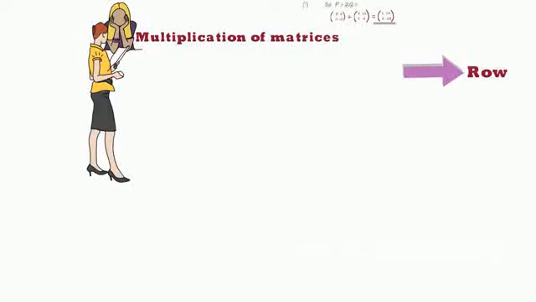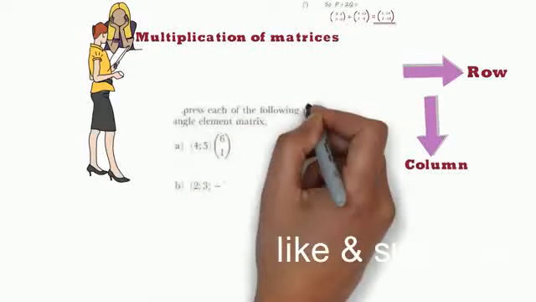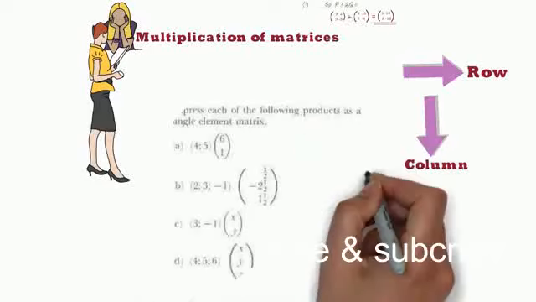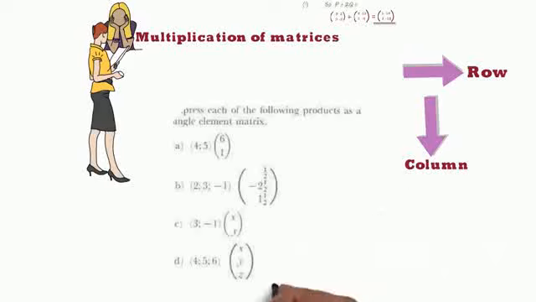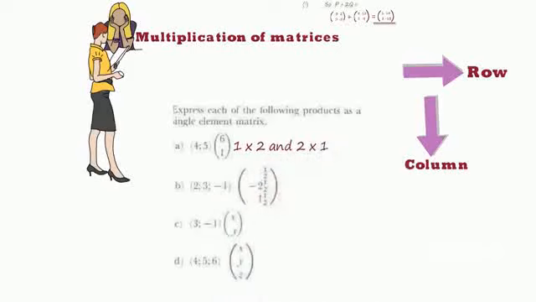And that's where row by column plays. Remember, how we name a matrix is row by column. So when you multiply, first of all, you need to name the two matrices, row by column and a row by column, so that you know how the final answer looks like. So on this question we have a 1 by 2 and a 2 by 1. So our answer will be a 1 by 1.